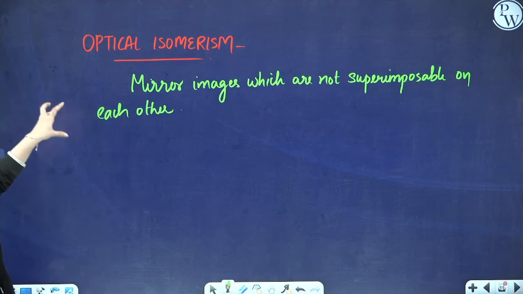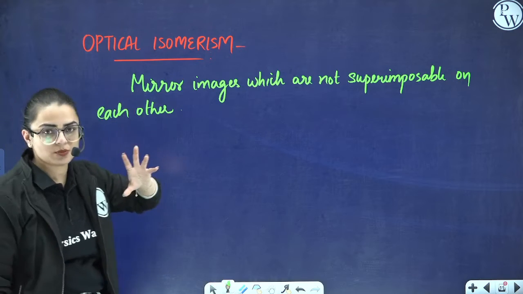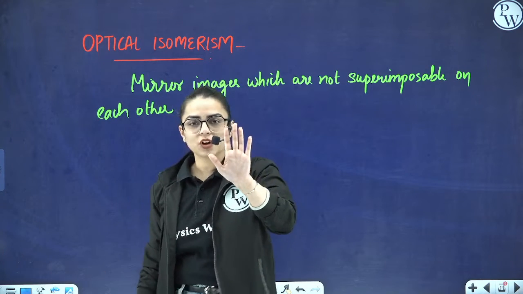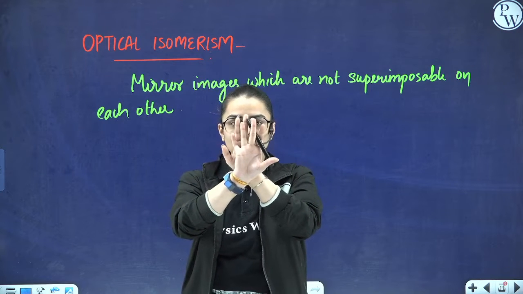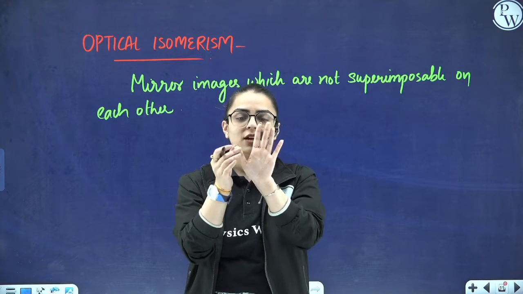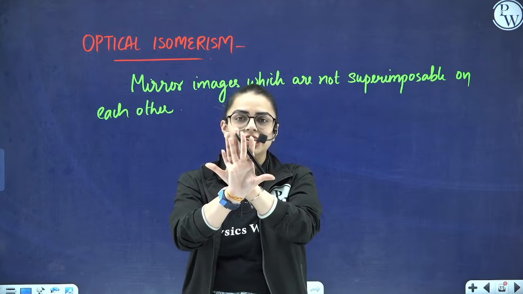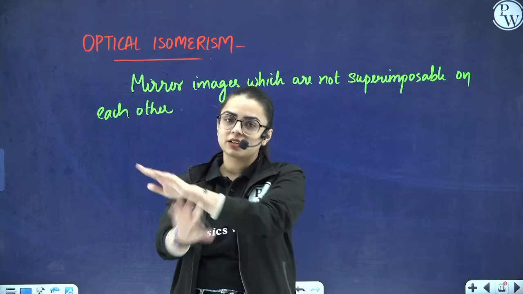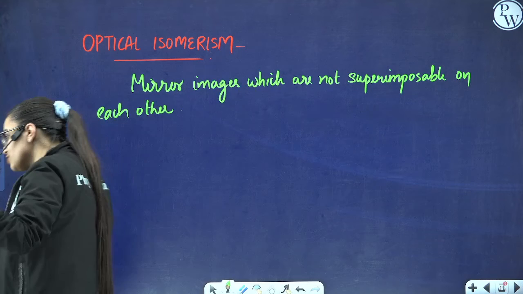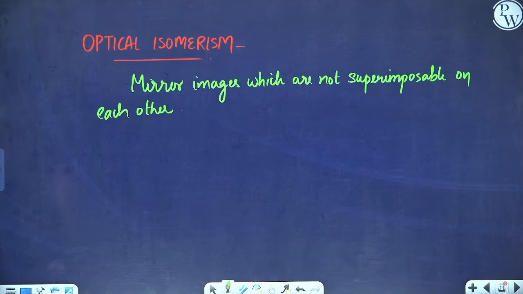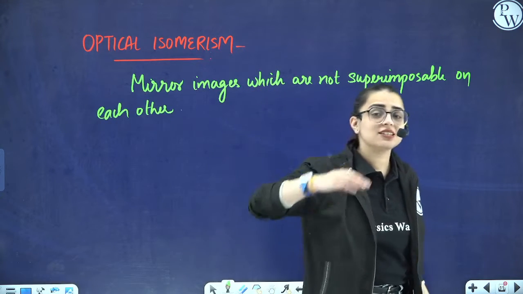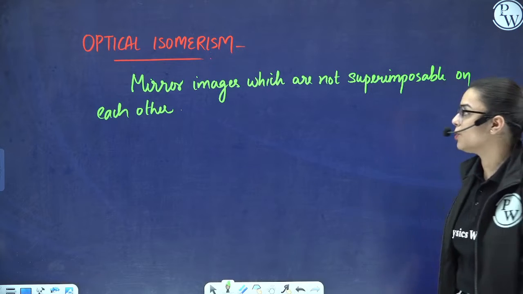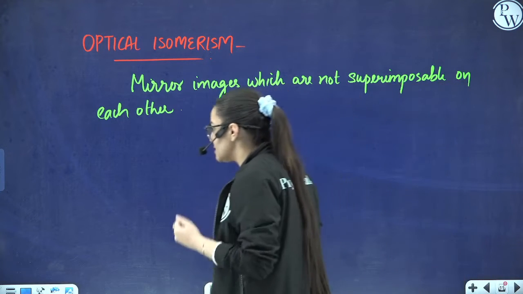See, I said that which are not superimposable on each other. That means if I'm talking about this particular hand over here, and I have this hand over here, if I keep this like this, is it superimposable? You can see that both of my thumbs are not coming on each other. So it is non-superimposable mirror images. We can say not superimposable, or we can also use the word non-superimposable. It is one and the same. So the mirror images which are non-superimposable are referred to as optical isomerism. Is it clear to you?